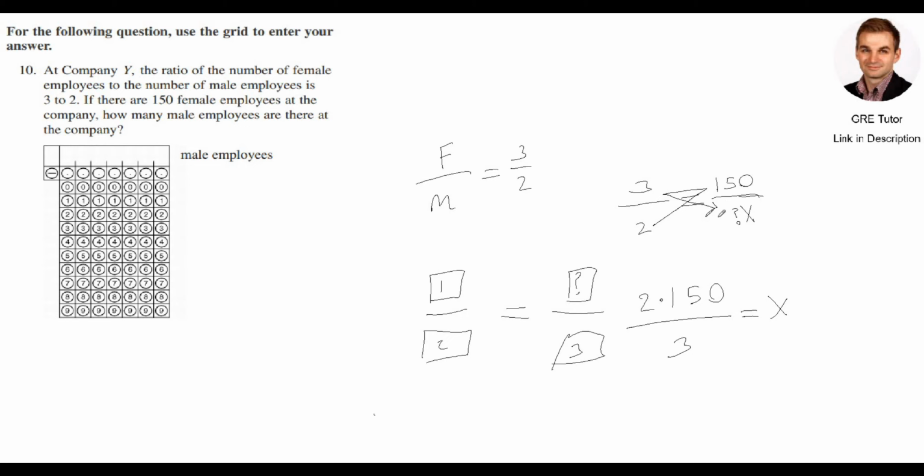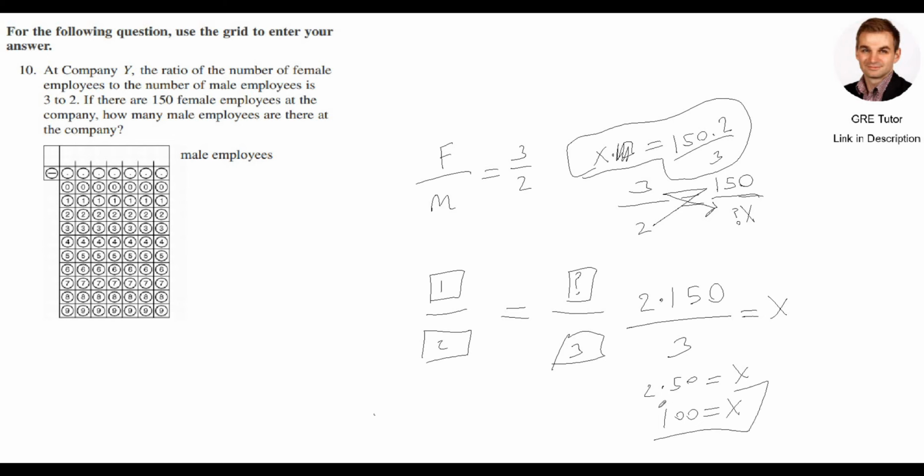Alternatively, you could just multiply x over here and 2 over there. So you get x times 3 equals 150 times 2. And then you can divide 3 out like that, and that'll get you the same thing. But you just save a step by knowing cross multiply and divide. So dividing 150 by 3 is 50. So you get 2 times 50 is equal to x. And 2 times 50 is 100. So 100 is your answer. Alright, so there you go.